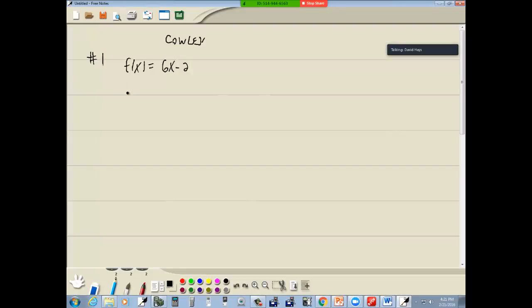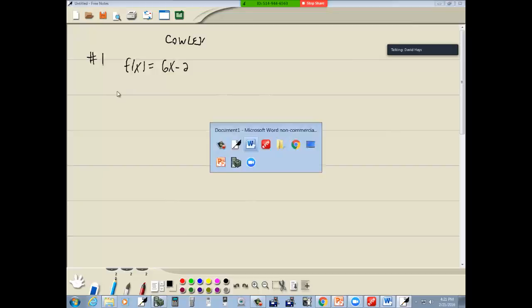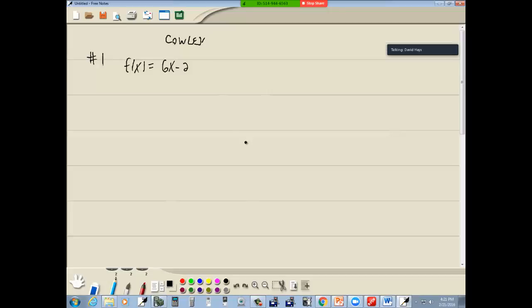So for this one, step 1, replace f of x with y. So we got y is equal to 6x minus 2. Step 2, interchange x and y. So we got x is equal to 6y minus 2.